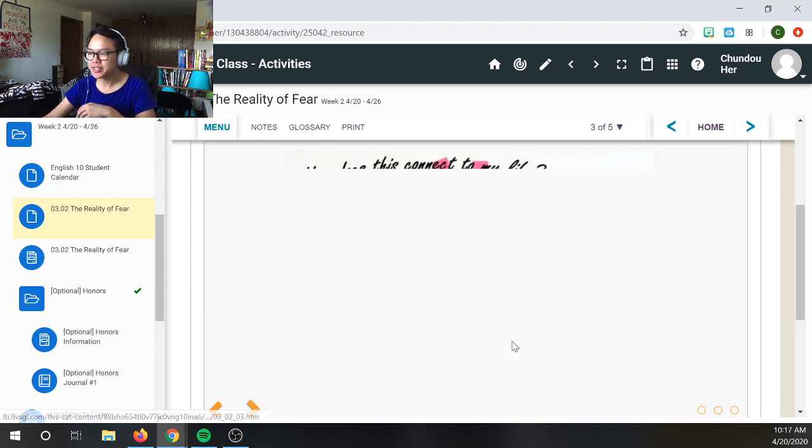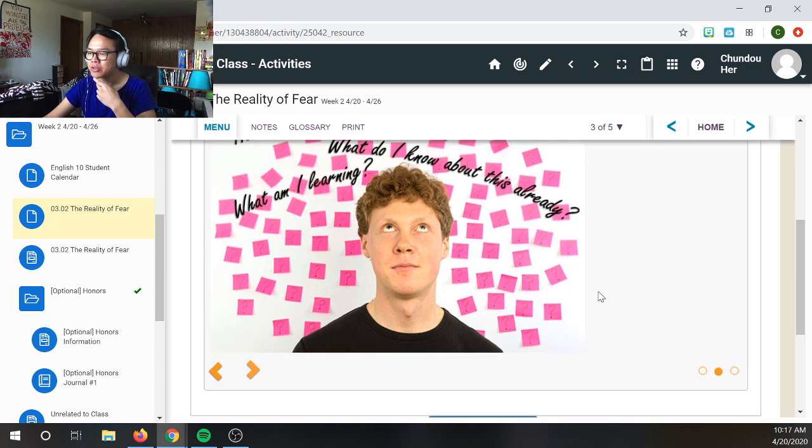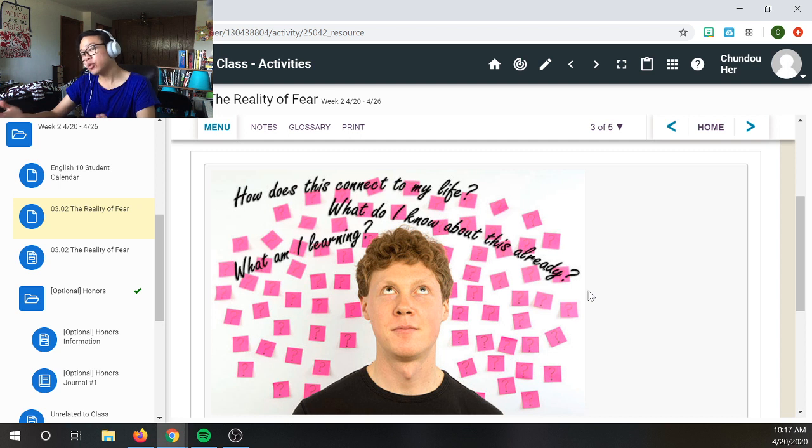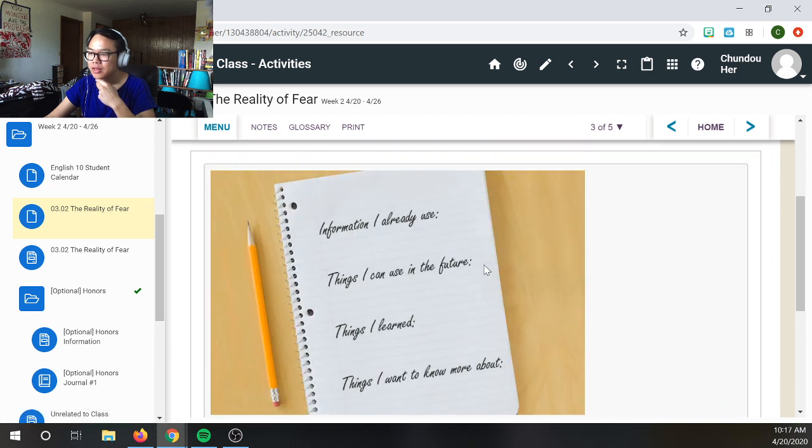There's more pages to this. Okay. So how does this connect to my life? What do I know about this already? What am I learning? Again, more examples of questions that you could be asking yourself while you are reading a text. And this last one, look, this is an example of a note sheet that you could create for yourself. Information I already use, things I can use in the future, things I learned, things I want to know more about.